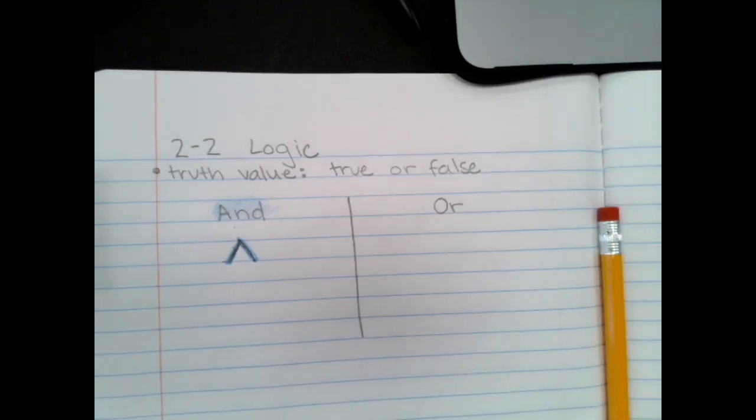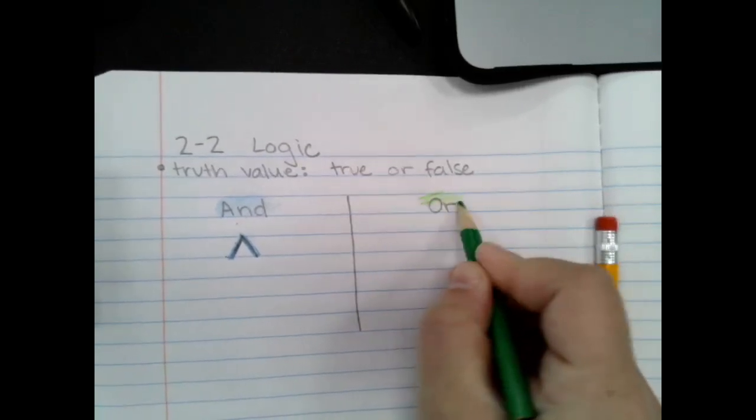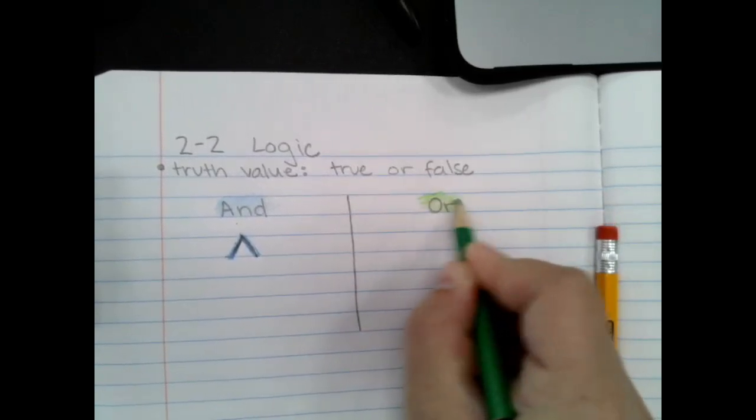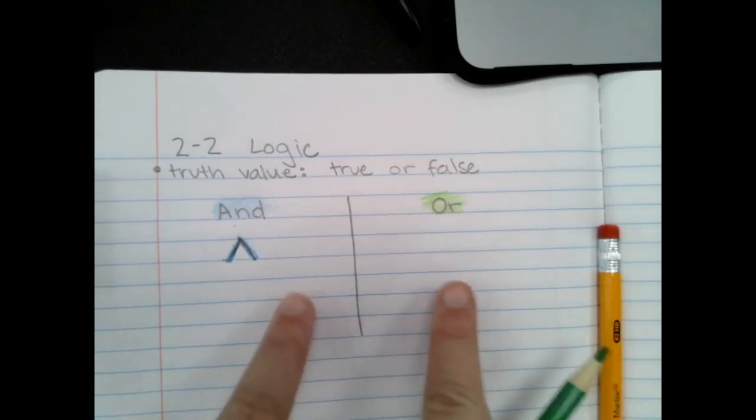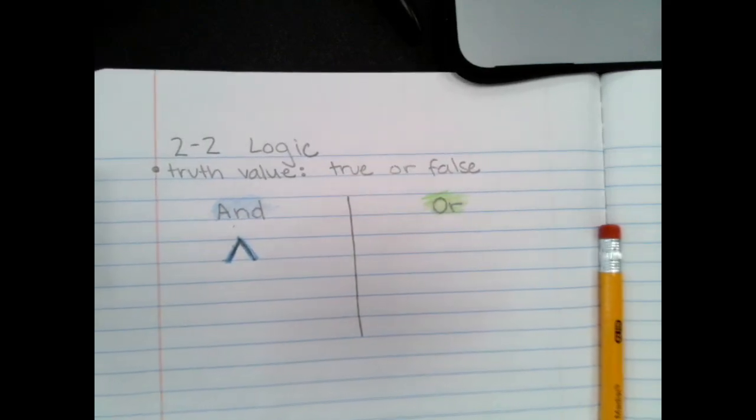An or is really similar. I'm going to use green for or today. So if you want to pick two colors, one for and, one for or, they don't have to be the same colors as me.